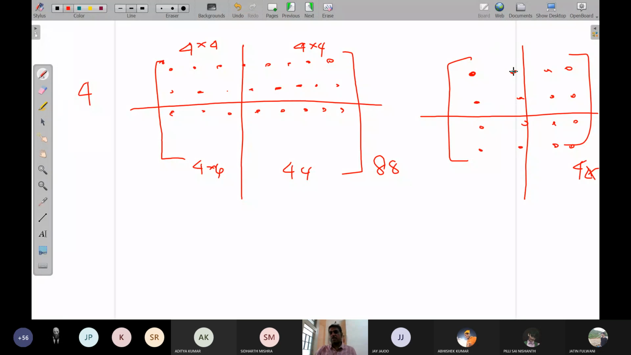Now this is 2 by 2. This is 2 by 2. 2 by 2 means it is our base case. All are 2 by 2. So this is our base case. This you can directly do.